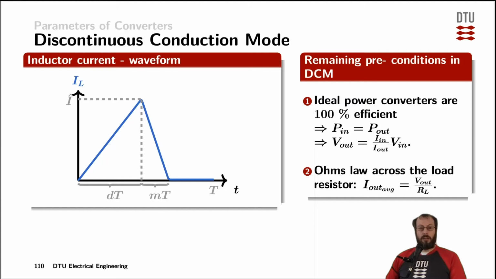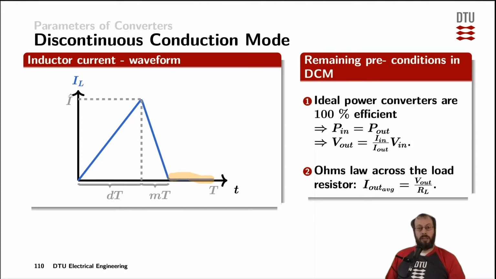In discontinuous conduction mode, the inductor current returns to zero and stays zero towards the end of the period. That means in all of the converters we have looked at so far, the inductor current is no longer forcing the diode to conduct. Therefore, we can no longer use the averaging method that we have looked at so far to analytically derive the DC voltage transfer function, so V out divided by V in.